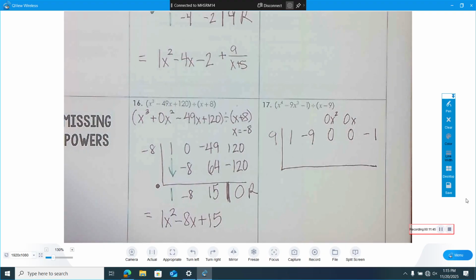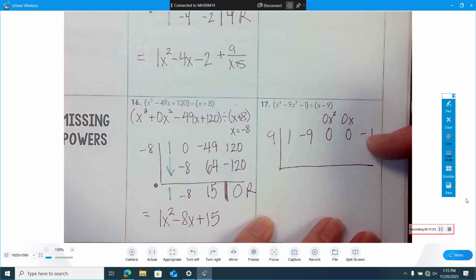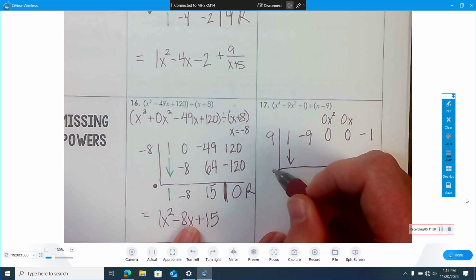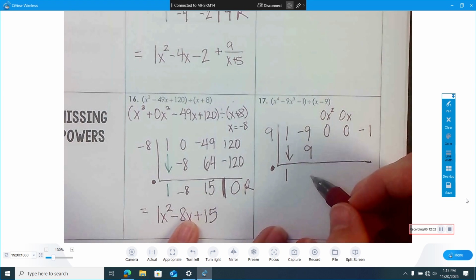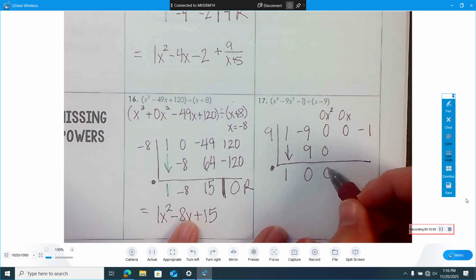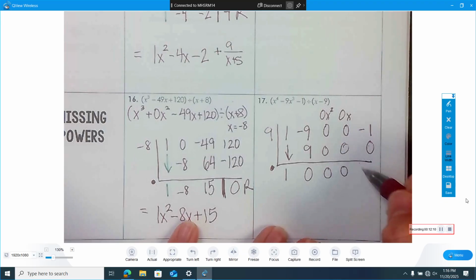You have to be very, very careful. You should have 2 zeros in there. And you always need a constant term. So if you're missing a constant at the end, you still need to have a 0 for the constant as well. All right, we bring down the 1, and then we multiply and add. So we get 1 times 9 is 9, and then we get 0, and then 0, and then 0, and then 0. Negative 1.